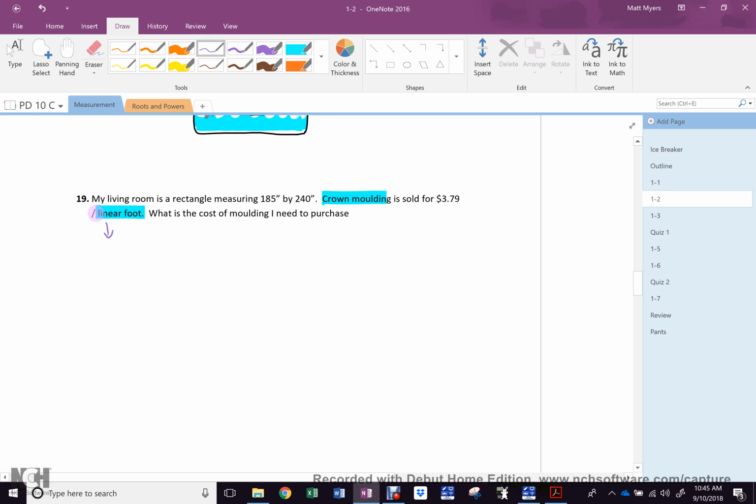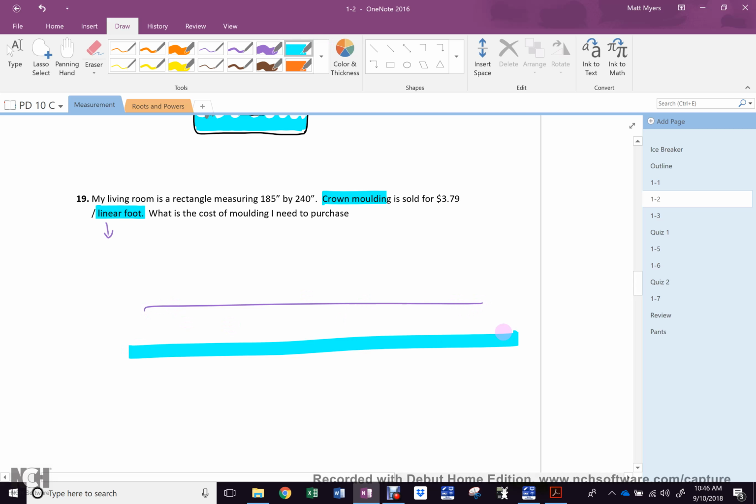Linear foot. What word do you see in linear? Yeah. I love it. Somebody always says ear. It makes me so happy. What math word do you see in linear? Line. What's a straight line? From one point to another. That is a linear measurement. Does it matter if I make it that thick? No, it's still a linear measurement. A linear measurement is a straight line.